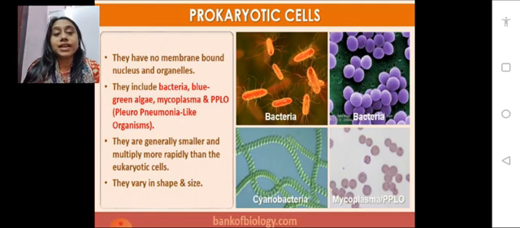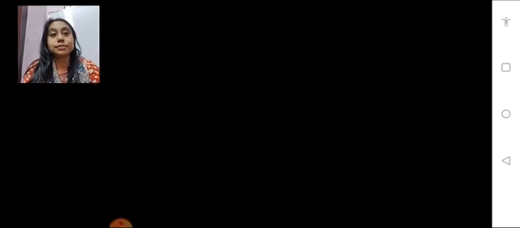Then we started studying about prokaryotic cells. We came to know that these prokaryotic cells are the cells which do not have a membrane-bound nucleus. These cells also lack compartmentalization, and so they do not have any cell organelles. These prokaryotic cells include organisms like bacteria, pleuropneumonia-like organisms, mycoplasma, etc. And they exist in a great diversity of shapes and sizes.